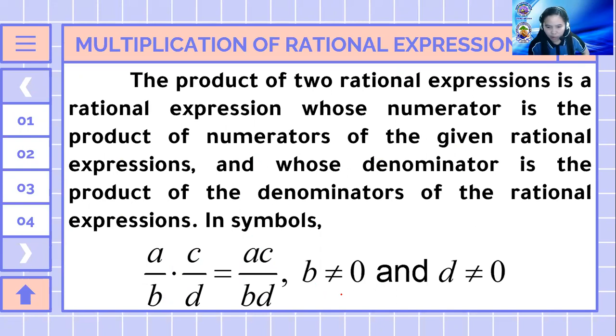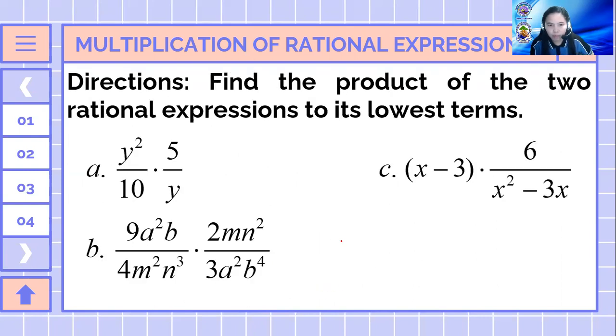Why? Because when B and D is equal to 0, the denominator will also be equal to 0, and that is considered as undefined. So the rational expression must not be undefined. Okay, that's why we have this condition. Let's proceed with the three examples.